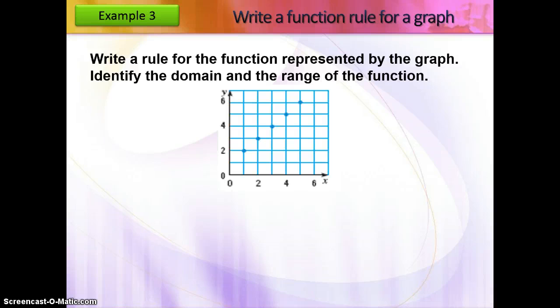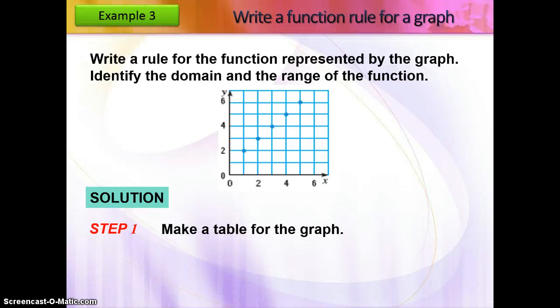Example 3. Write a rule for the function represented by the graph. Identify the domain and the range of the function. So the first step you want to do is to make a table for the graph.